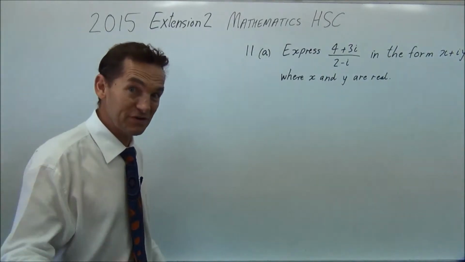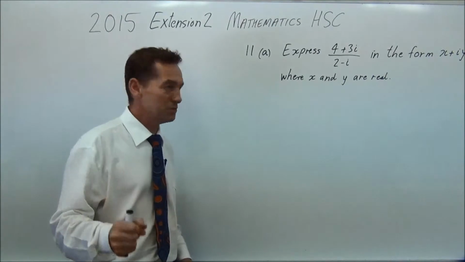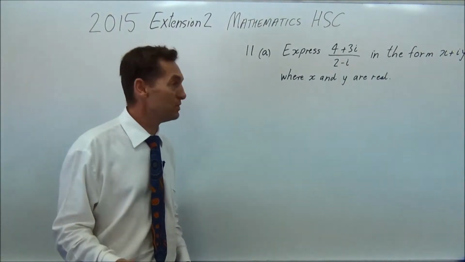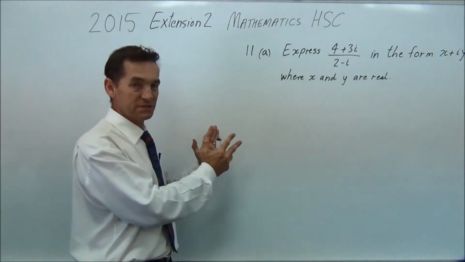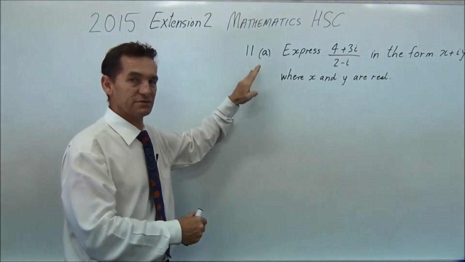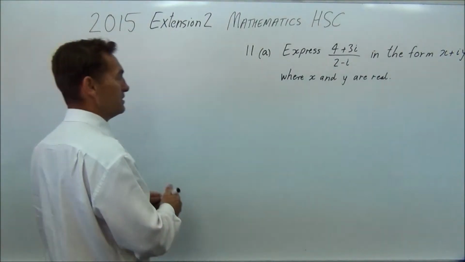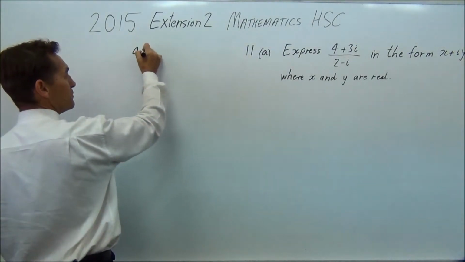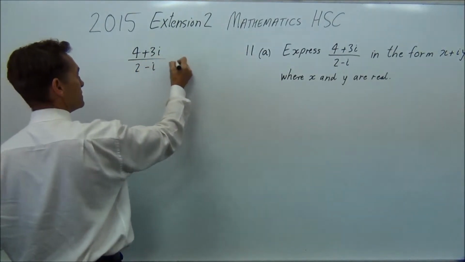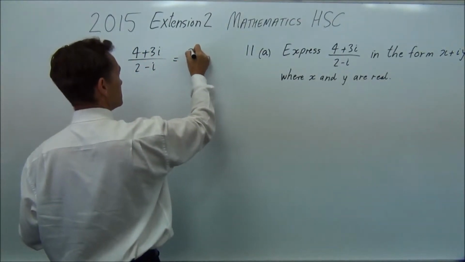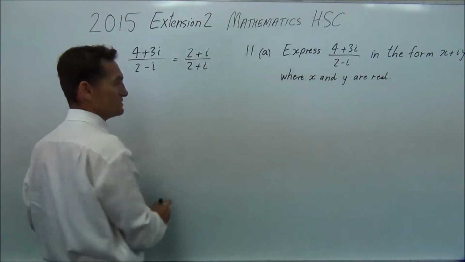G'day again, 11a. Express 4 plus 3i over 2 minus i in the form x plus iy, where x and y are real. So this should be fairly standard, and it's only question 11, so you should be able to do this. It's just rationalise the denominator. So we're going to go 4 plus 3i over 2 minus i, times 2 plus i over 2 plus i.